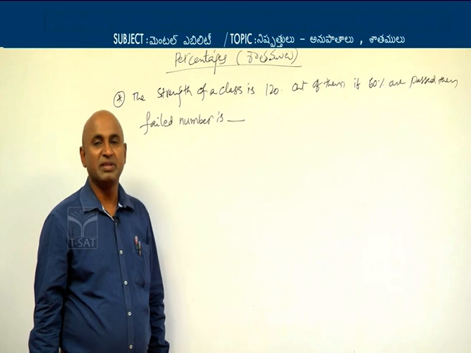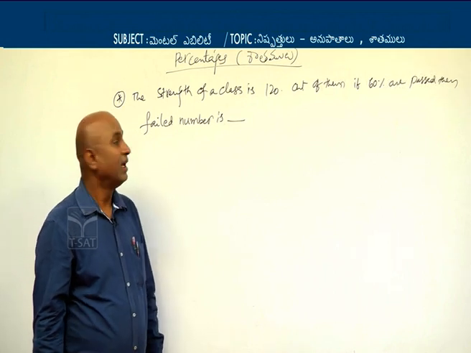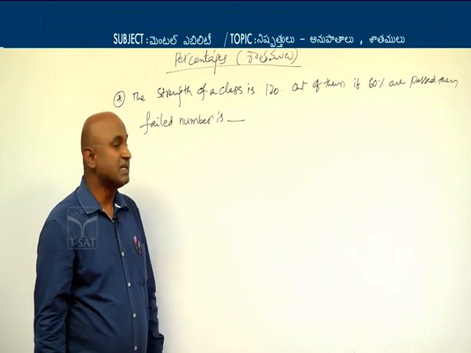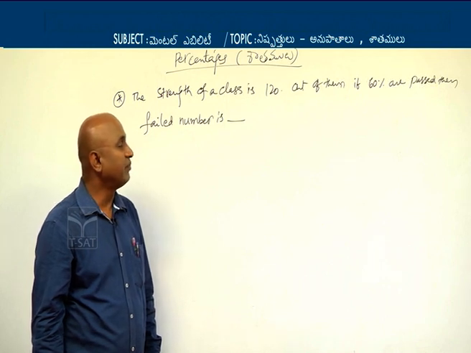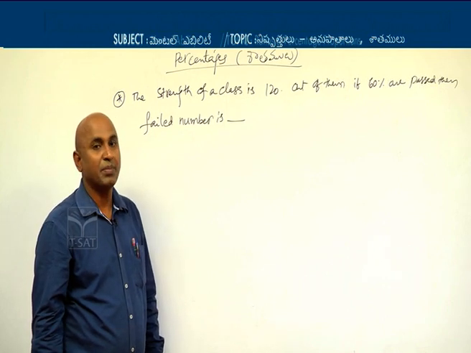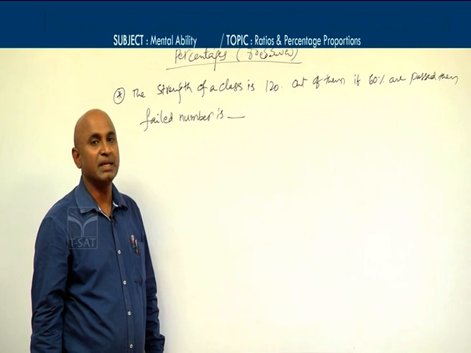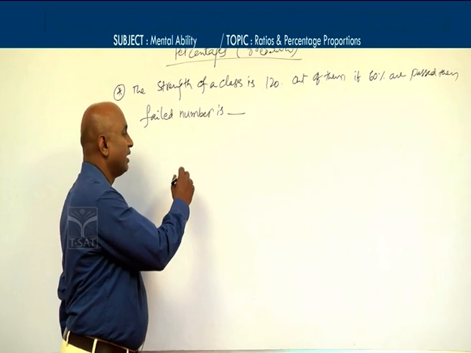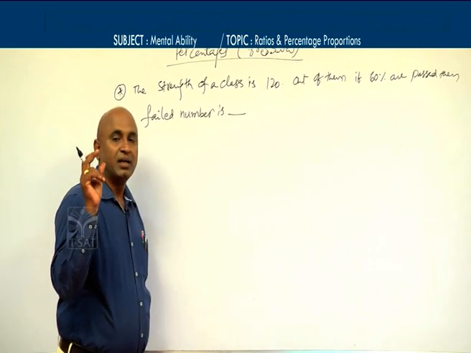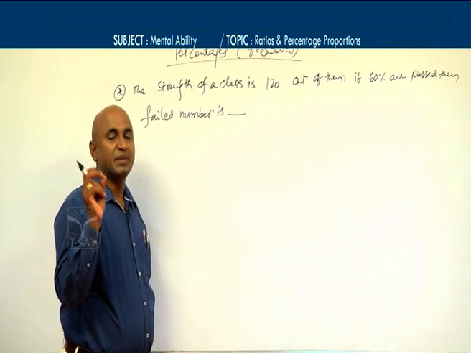Now we will see the problems with respect to percentages. The strength of a class is 120. Out of them, if 60% are passed, then the failed number is? In any data, the entire data is equal to 100%.